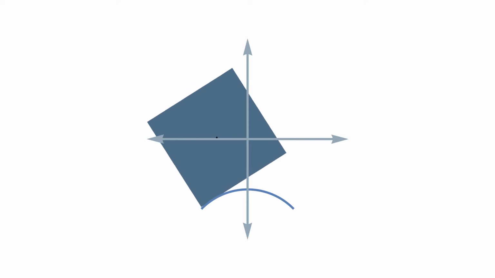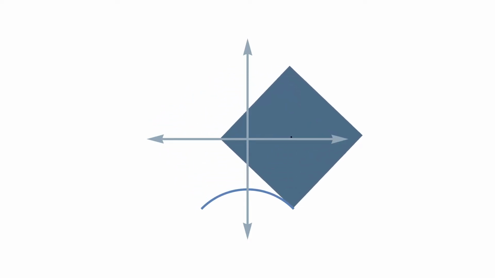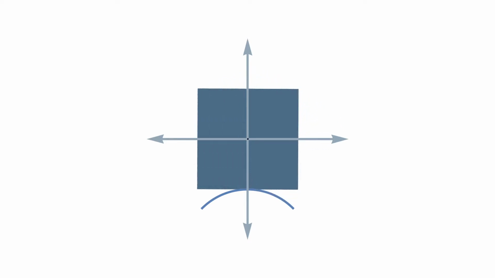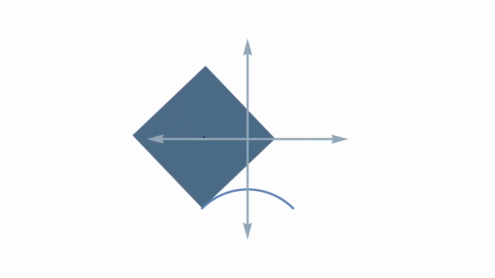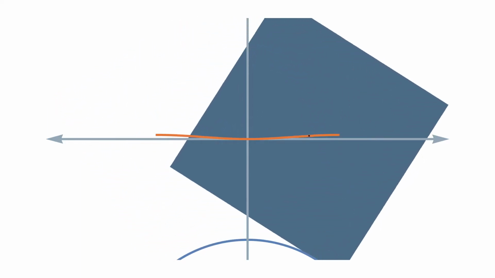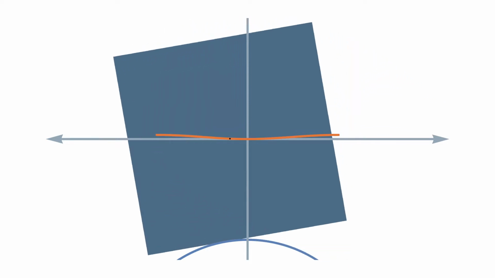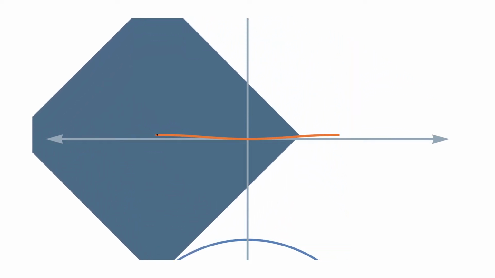In an attempt to split the difference, we'll try an arc of a perfect circle. This looks surprisingly good, but when we zoom in, we can see that the center of the square isn't quite tracking along the x-axis. It still rises just a bit at the ends.